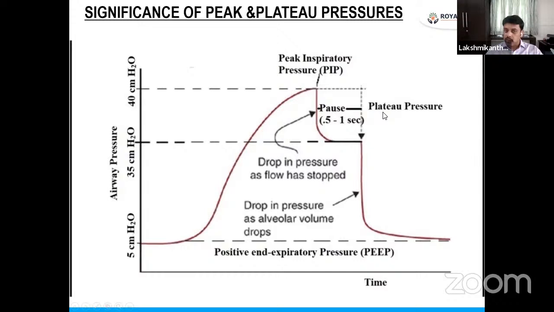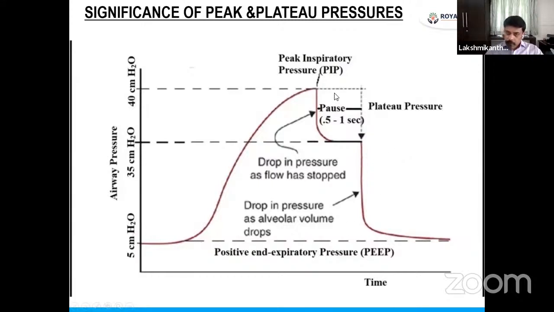When this pressure at the level of the alveolus goes higher and higher, the alveoli give way, or the amount of ARDS increases. So whenever you ventilate a patient, what is more important for us is the plateau pressure and not the peak inspiratory pressure. Give an inspiratory pause, measure the plateau pressure and see to it that the plateau pressure doesn't go high.